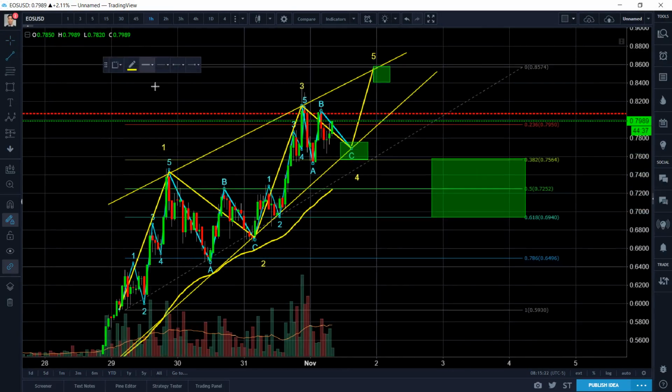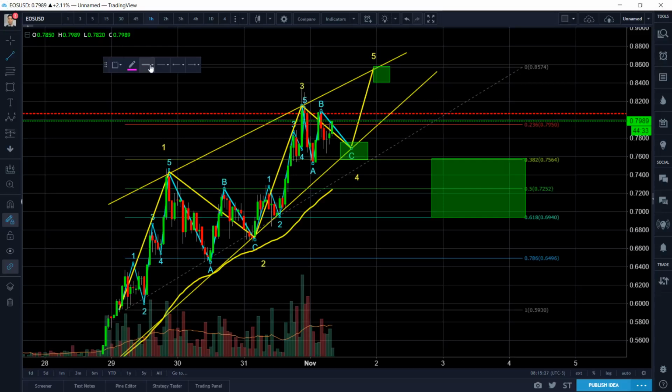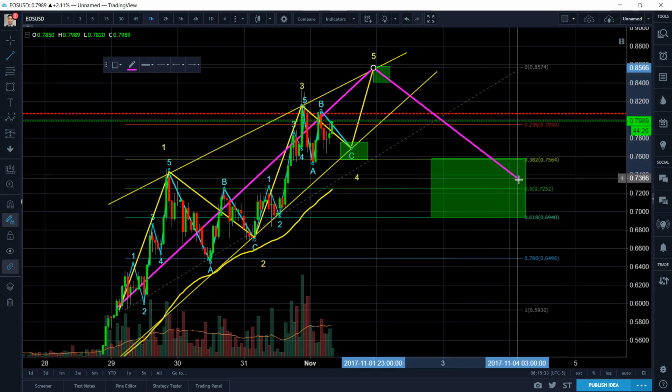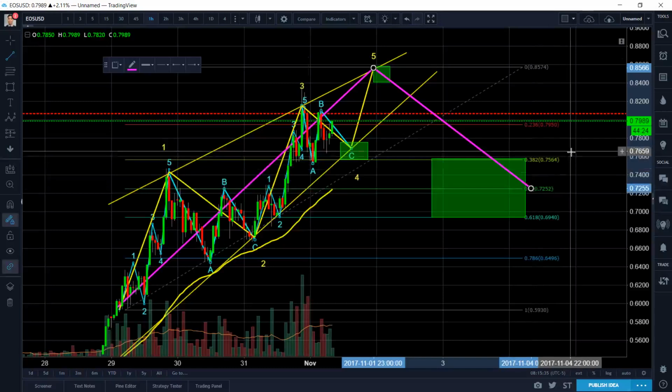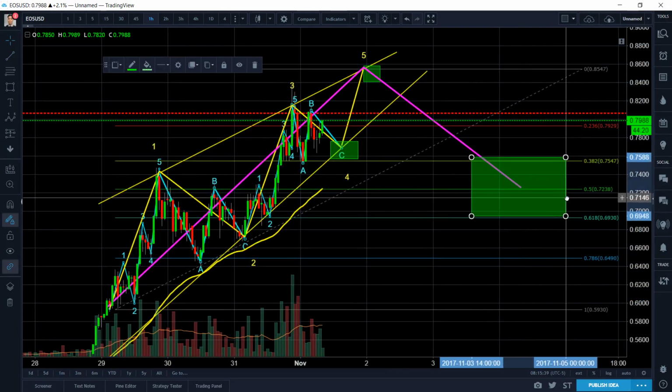So once this wave entirely finishes, which I will draw in bright purple so it's very visible with a thick line, this is what's likely to happen. A correction. It's overdue, absolutely overdue once it reaches that target.